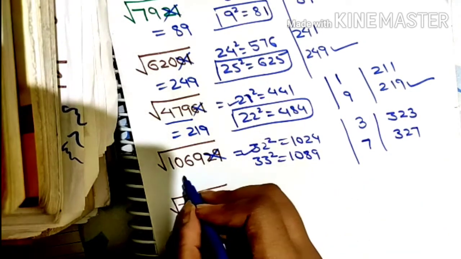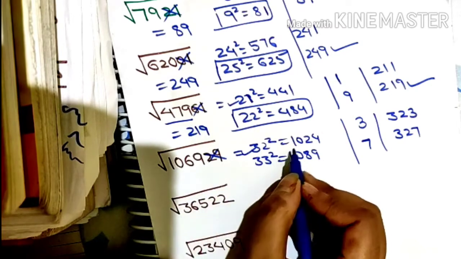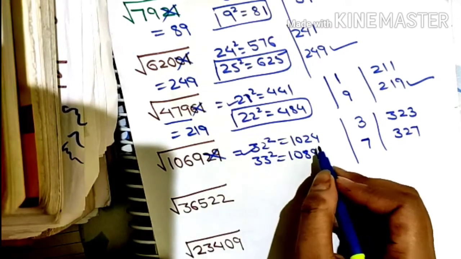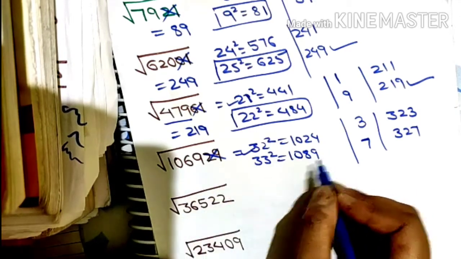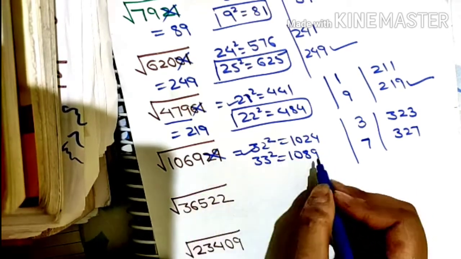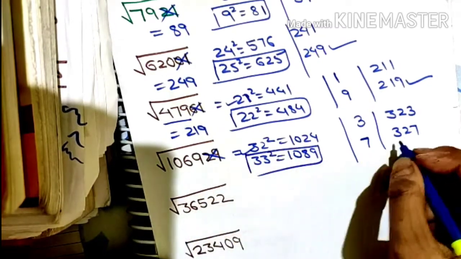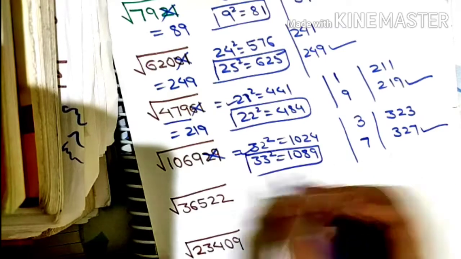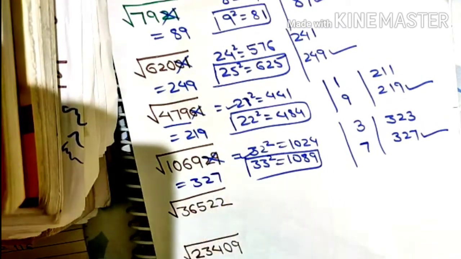Okay. Now you have to see the difference, which number is closer to 1069. 1069 minus 1024, it's 45, and 1089 minus 1069, it's 20. So this number is closer to 1069. So we have to choose this one, 327. So our square root of this number is 327.